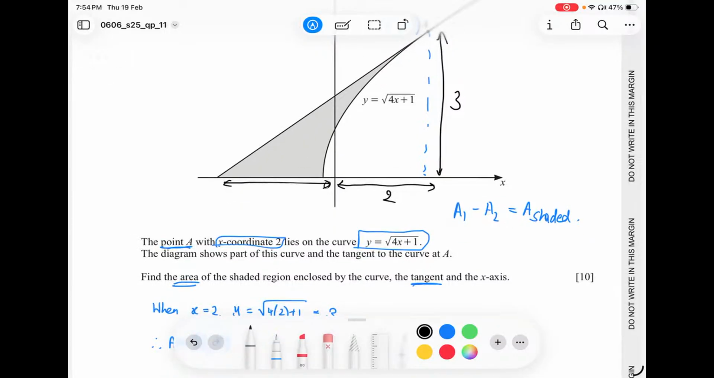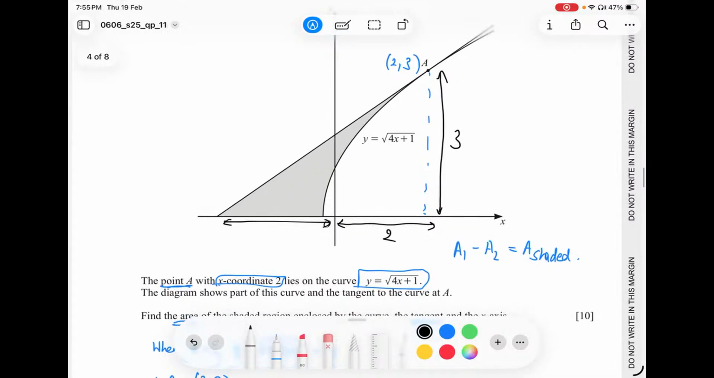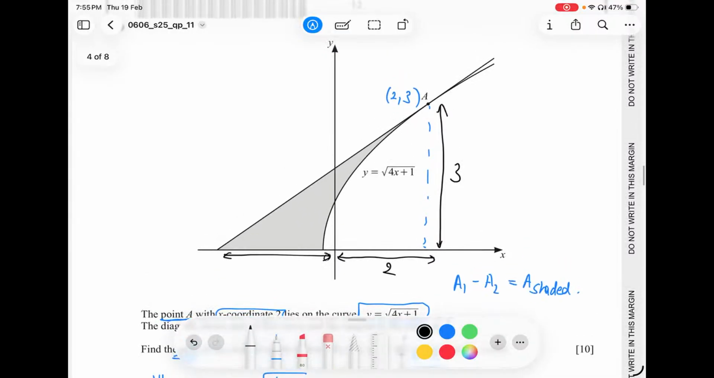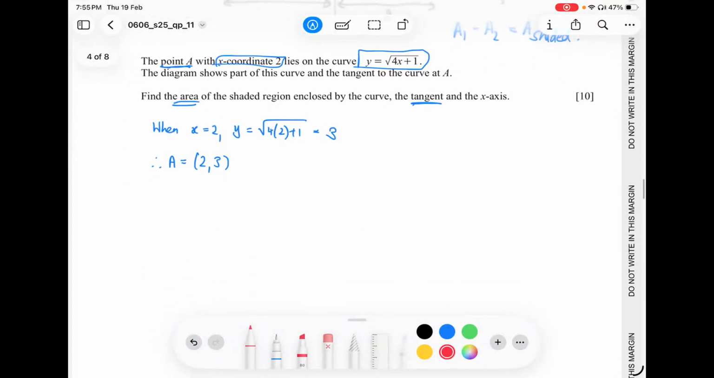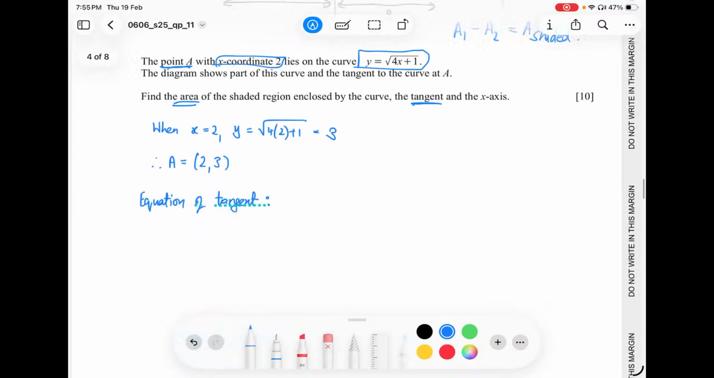So to find this length, what we need to do is first find the equation of the tangent. So the next step is to find the equation of the tangent. How do you find the equation of the tangent? The tangent is related to the gradient. So for the gradient, you use the differentiation formula.